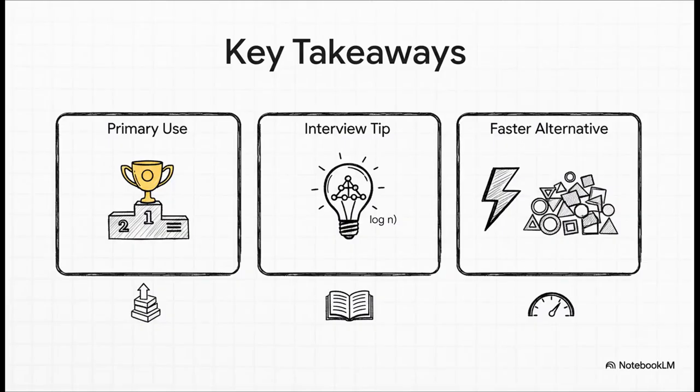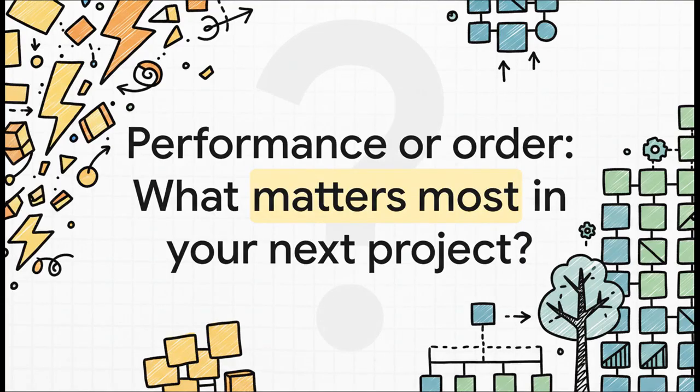Okay, let's wrap this all up. Here's the cheat sheet. Number 1, if you need unique items and they must always be sorted, you use a TreeSet. Think of leaderboards or an alphabetized list of names. Number 2, for that interview, burn these two phrases into your brain. The underlying structure is a red-black tree, and the performance is O(log n). And number 3, if sorting doesn't matter and you just want speed, a HashSet is usually going to be your faster option.